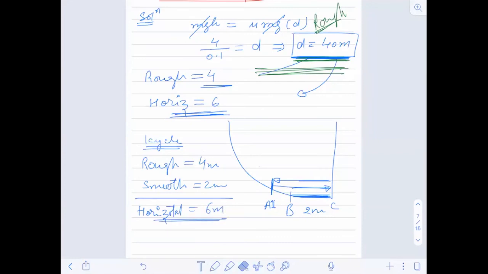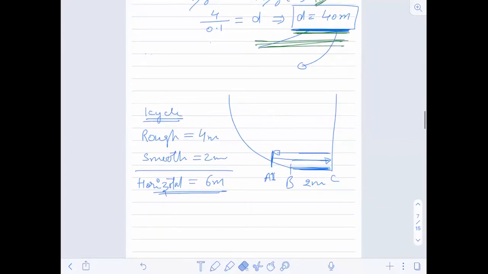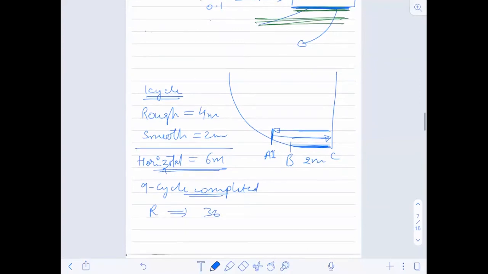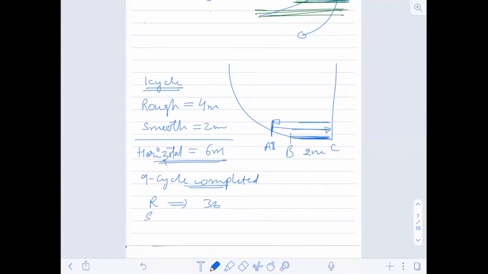Okay, forget about this point. Try to understand like this. Okay. Now, after 9 cycles, what will happen? 9 cycles completed. So what will happen after 9 cycles? Rough will become 36. Okay. Smooth will become how much? 18. And total horizontal will become how much? Yes, 54 meters. They all are in meters.